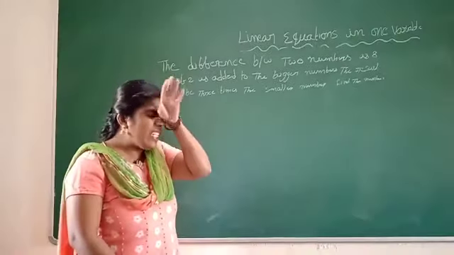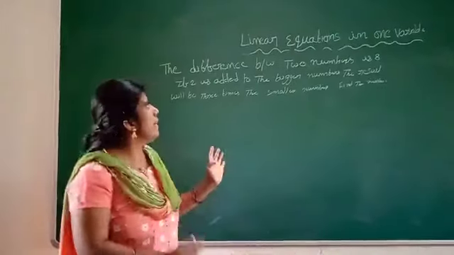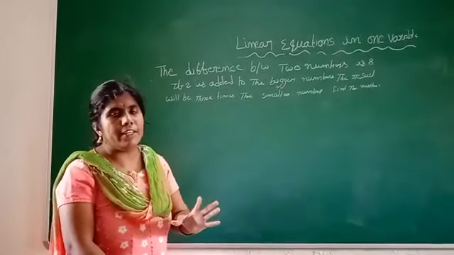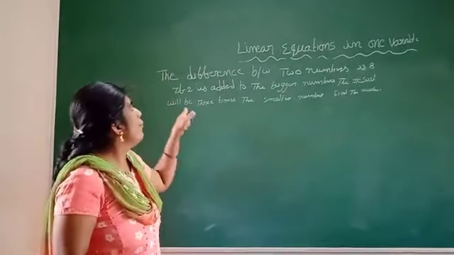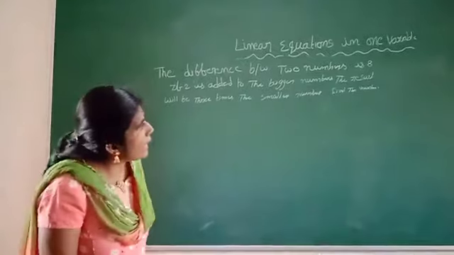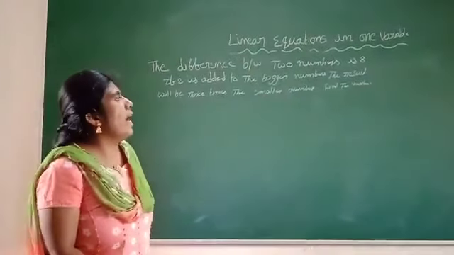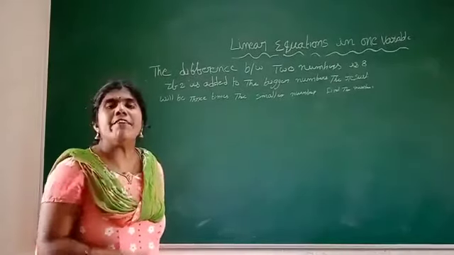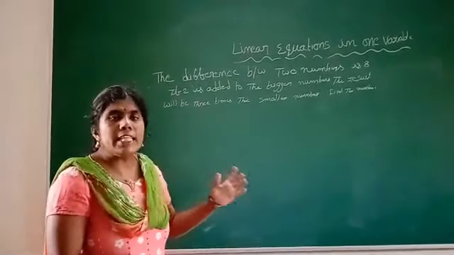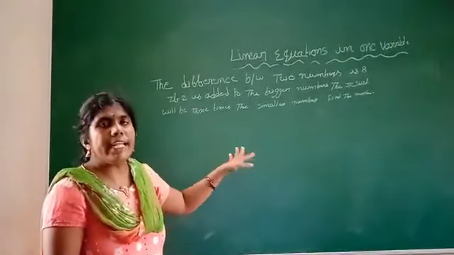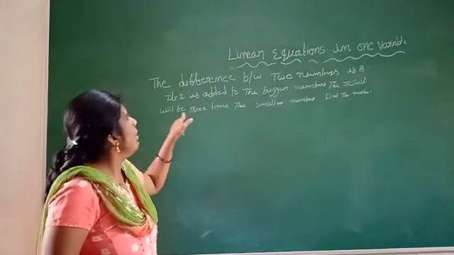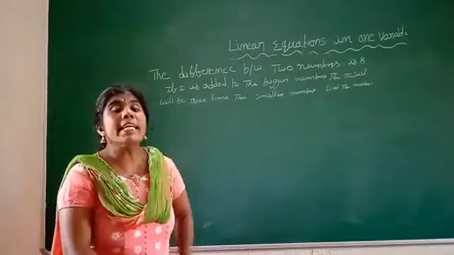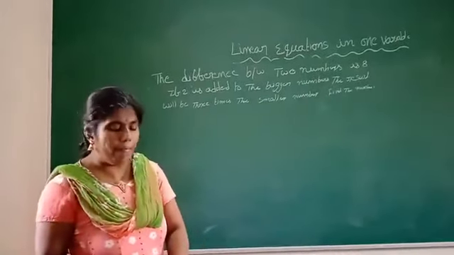Okay? To understand this problem, what is given? First, the difference between the two numbers is given. Next, 2 is added to the bigger number, but the bigger number is not given. So let the bigger number be denoted x. Next, it will be 3 times the small number.